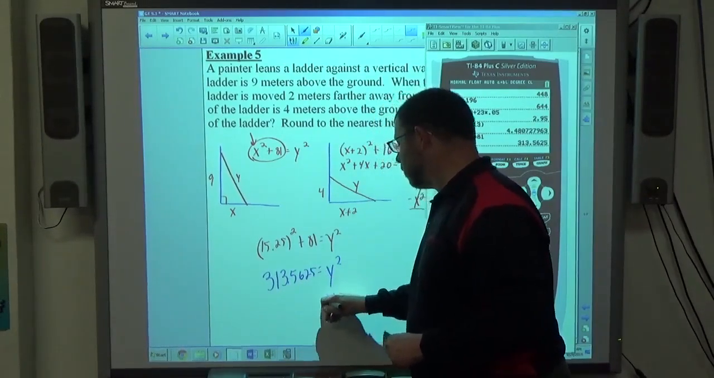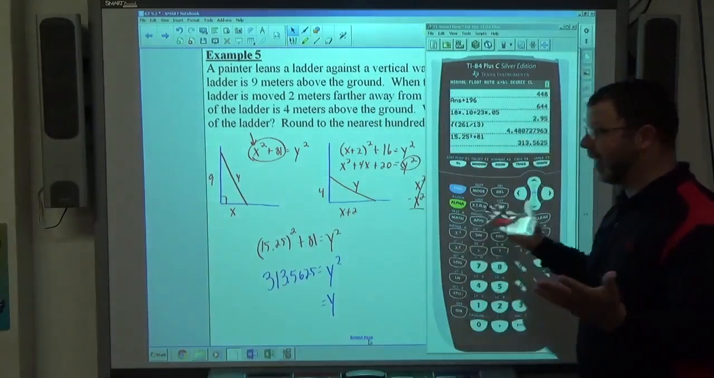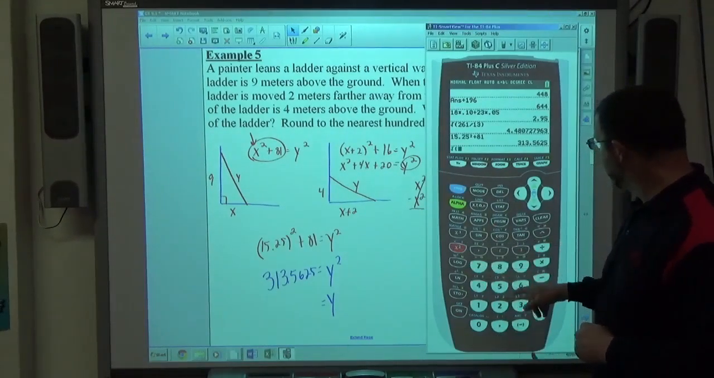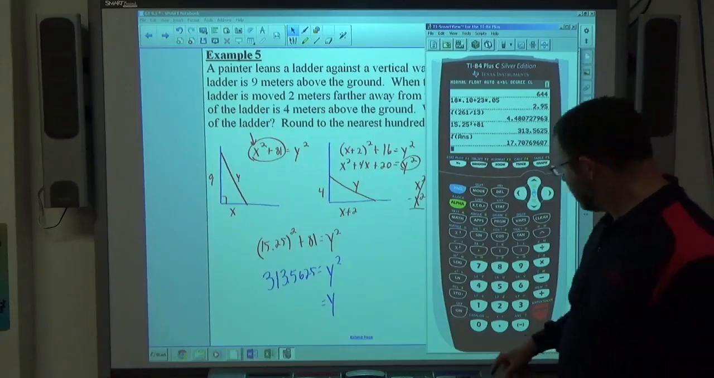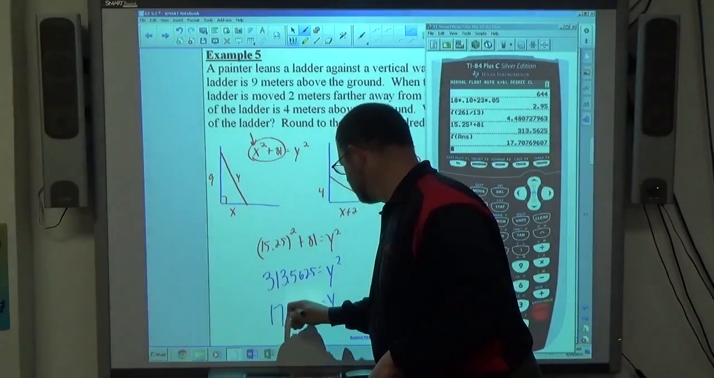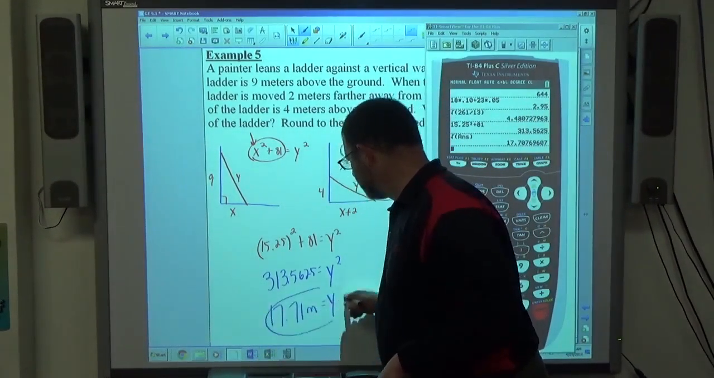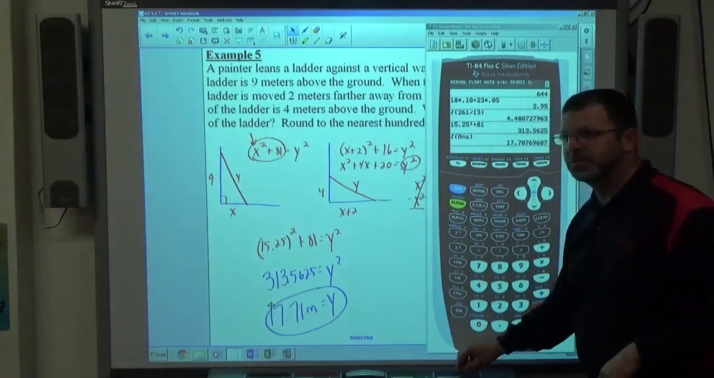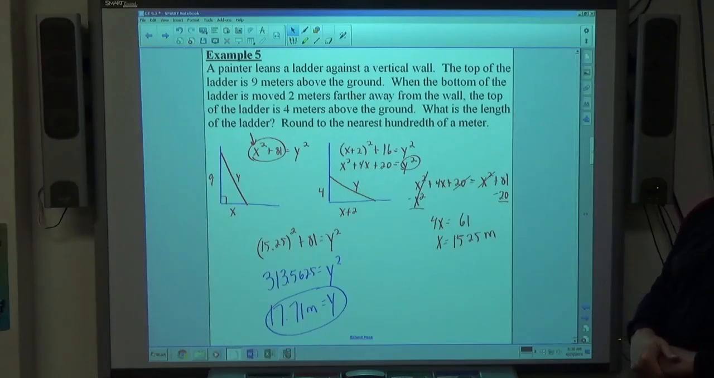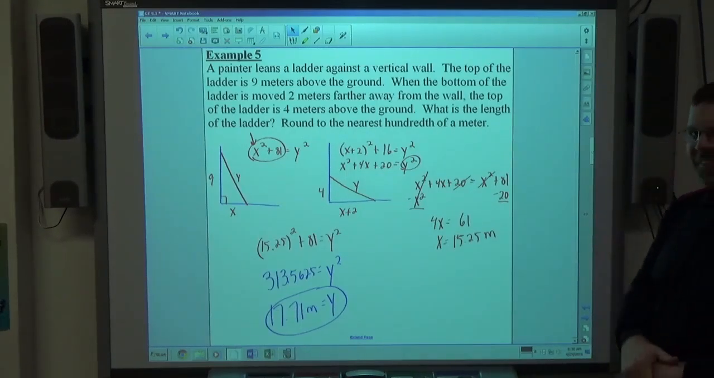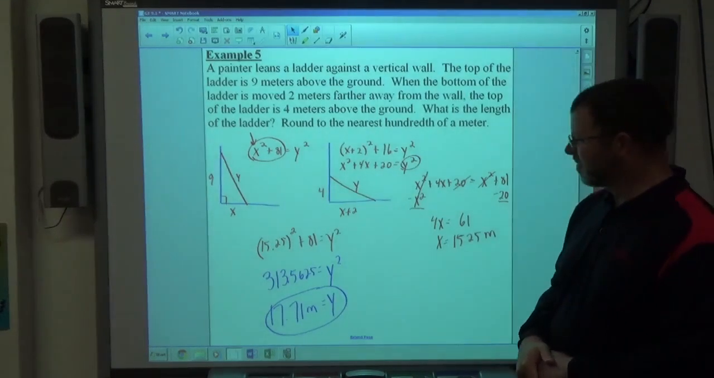So therefore y would equal plus or minus the square root of that, and of course the ladder is going to be positive length. So the square root of the answer is 17.71 meters. You must be painting some tall building here. Long ladder. Oh, round to the nearest hundredth of a meter even. I rounded the way they told me. That's good. That's perfect. I don't want to mess up with the rounding. But there you go.